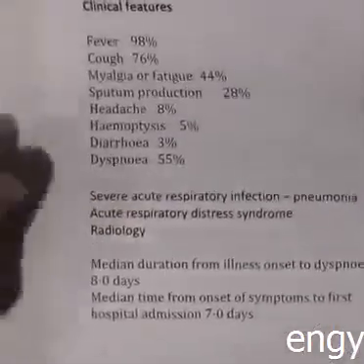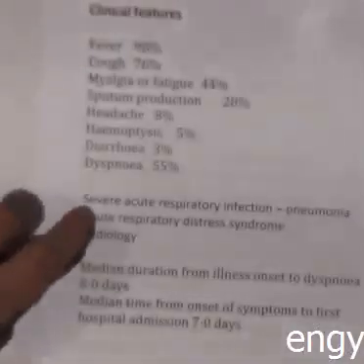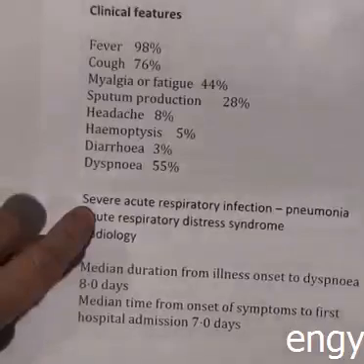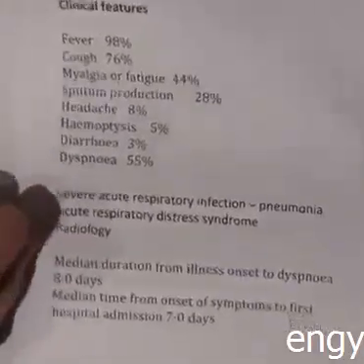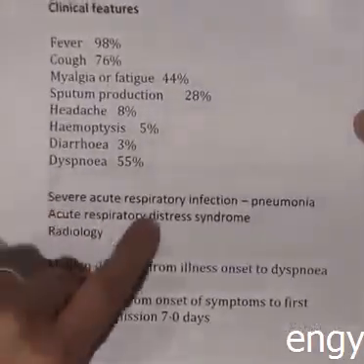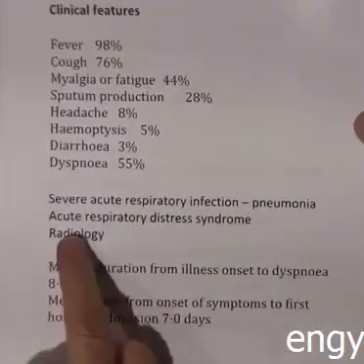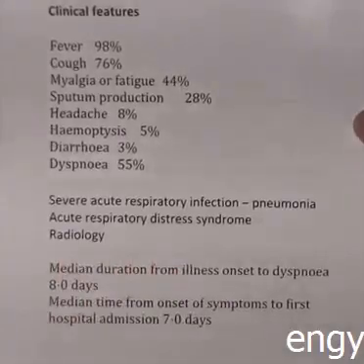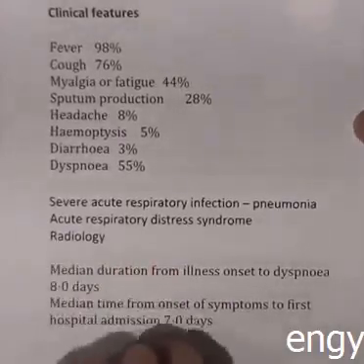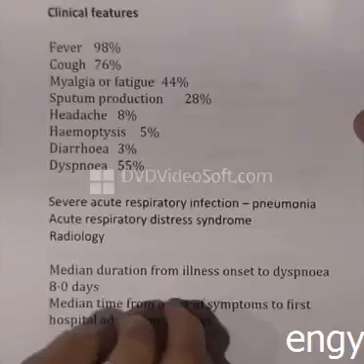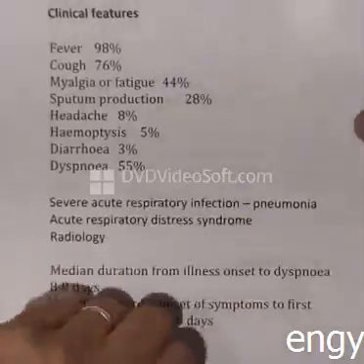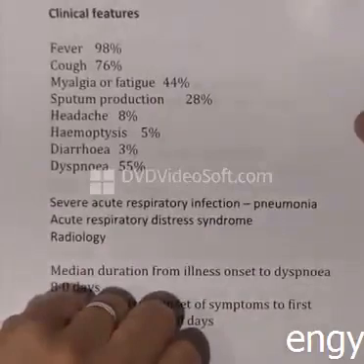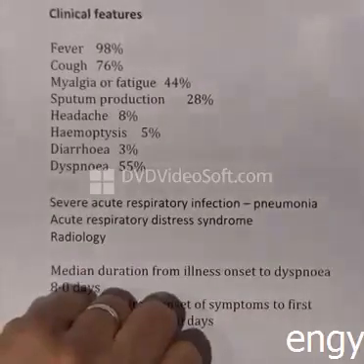So pneumonia is a complication of novel coronavirus. As with the other coronaviruses, that pneumonia is a complication. Severe acute respiratory infection, which is pneumonia. And also acute respiratory distress syndrome. Now, acute respiratory distress syndrome, ARDS, occurs when the lungs become inflamed for any reason. It can be infection, it can be injury. And the inflammation causes fluid from the nearby blood vessels to leak into the alveoli.